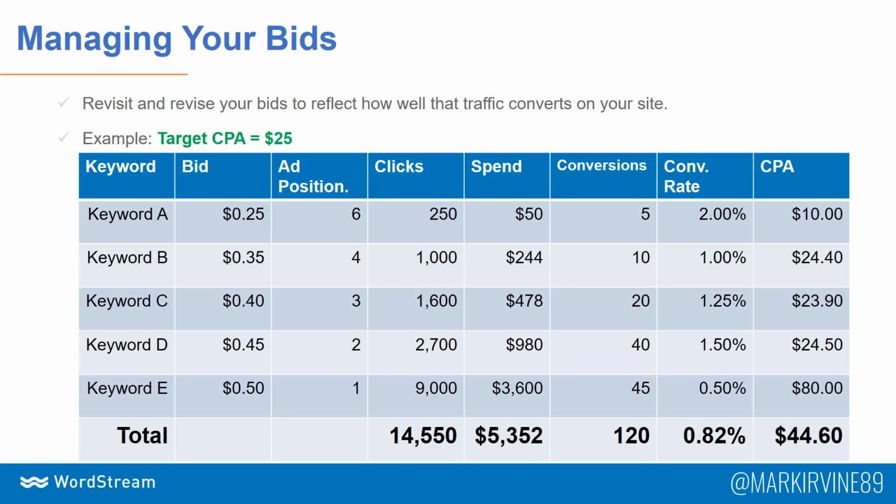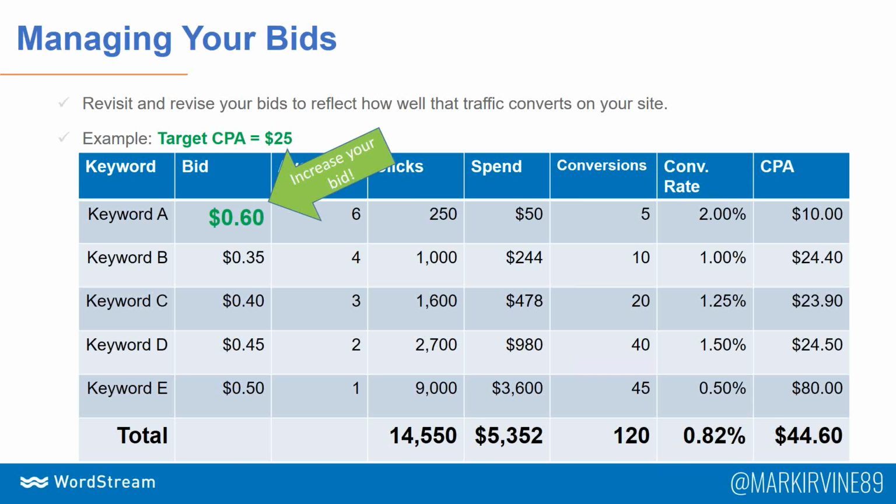That can be discouraging, but it's very easy to go in and fix. At any point in time, we can go in and change the bid so that we can ensure that we hit our goal. What we'd want to do is look for keywords that had a good CPA. This first keyword, keyword A, has a CPA of $10. It's well below our target $25 CPA, and so I'd want to increase the bid for that particular keyword.